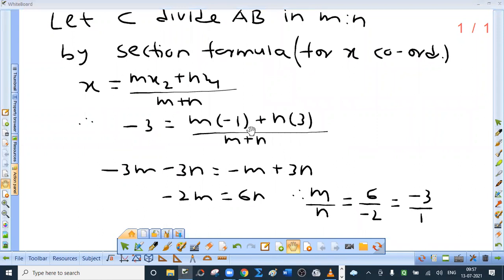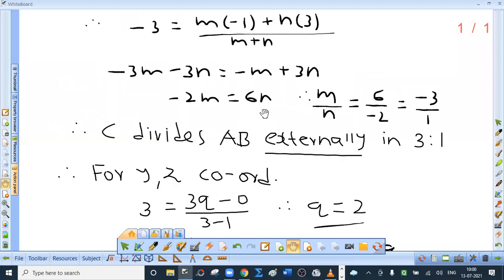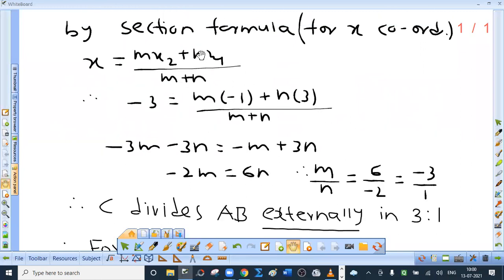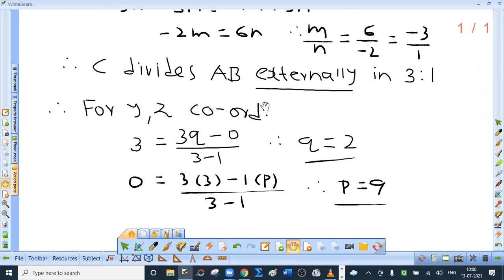Now I will use this ratio on the remaining 2 coordinates to get the values of P and Q. Yes, so we have to say that the ratio is 3 is to 1, but we have to add that C divides AB externally. I hope this is clear to you. Okay. I repeat, why choose the x coordinate? Because x coordinates of all the 3 points are known. Now, once we get the ratio, we can apply the section formula on y and z coordinates.